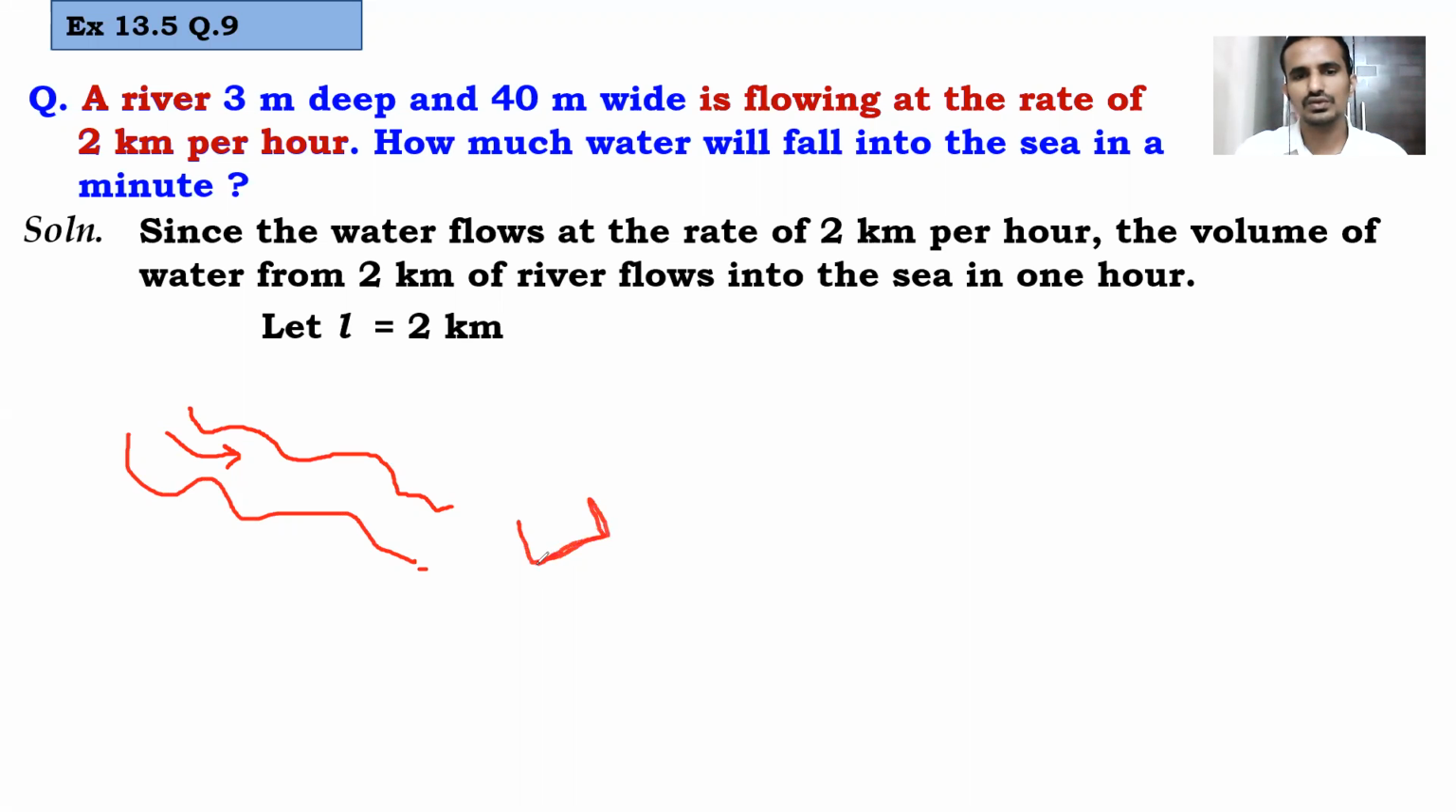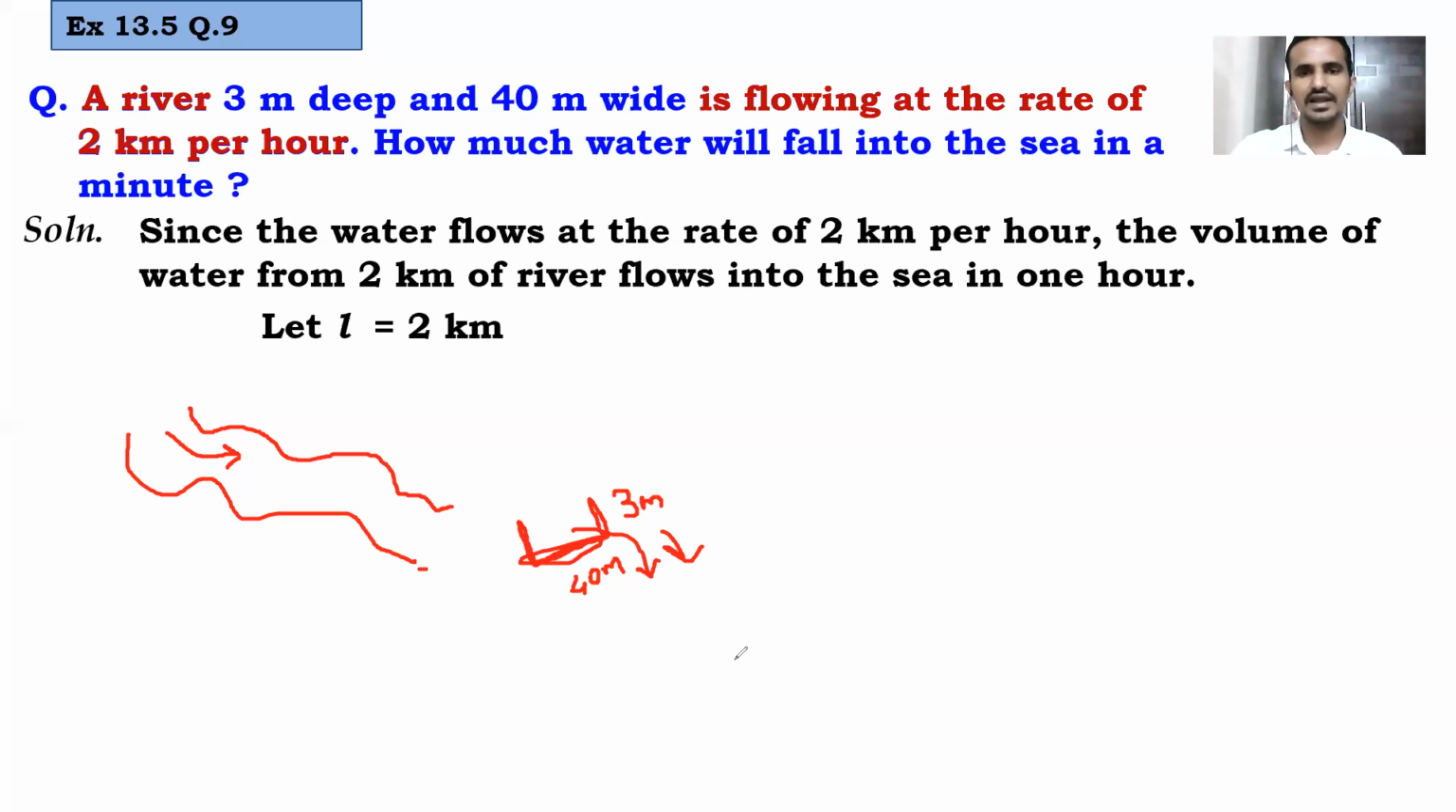Let's say the river flows through this thing. Understand this as the opening of the river, and through this the water is falling into the sea. Now this opening is 3 meter deep, so its height will be 3 meter. The width of the river is 40 meter, so the opening of the river is 40 meter. Now how does this 2 kilometer help? The 2 kilometer indicates that if we let the water flow for 1 hour, it will reach the length of 2 kilometer.